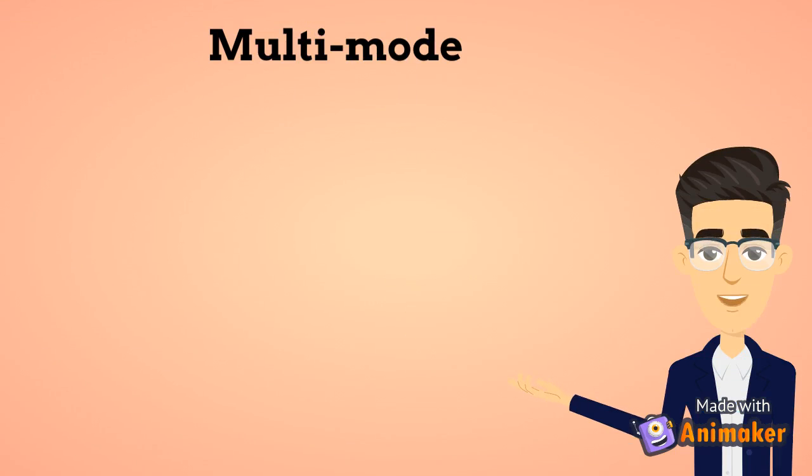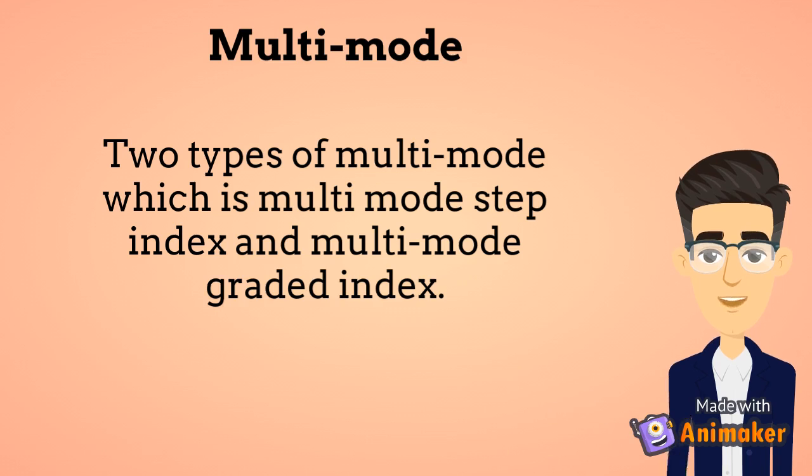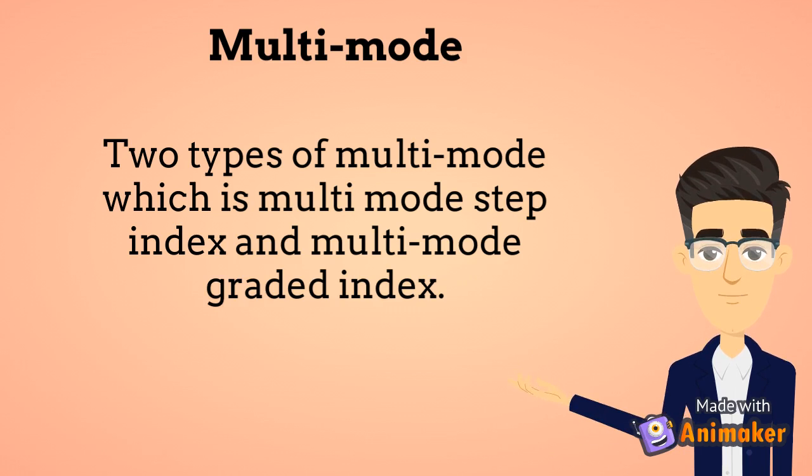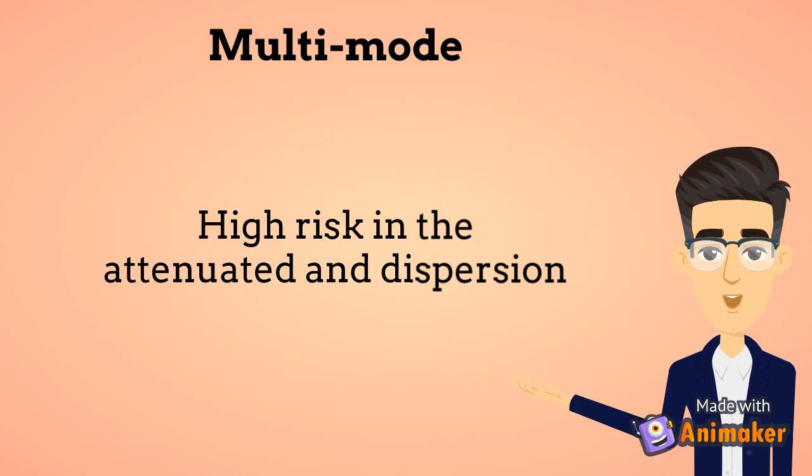Next is multi-mode. There are two types of multi-mode, which are multi-mode step index and multi-mode graded index. The diameter of the core is fairly large relative to the cladding. Besides that, multi-mode is at high risk of attenuation and dispersion.